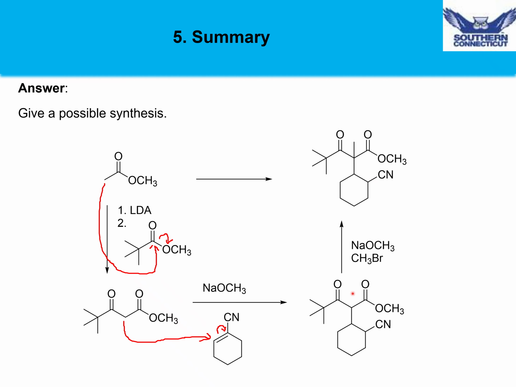So adding base would deprotonate the most acidic hydrogen, which is this one here, in between the two carbonyls, and then the methyl group will be added by adding methyl bromide.